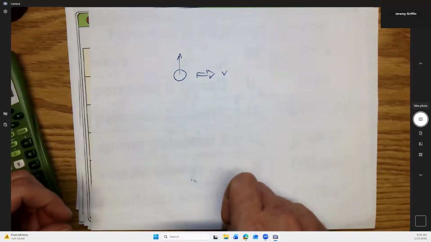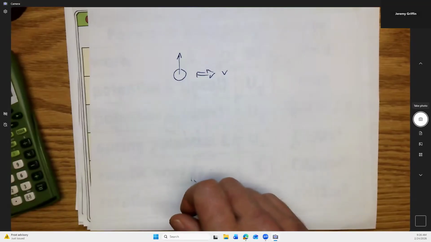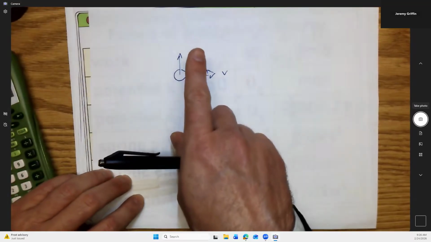Push down, can't really go through the ground. But that wouldn't be a net force, because then the ground would be pushing back. Right, something like that. So you're talking about a net force.